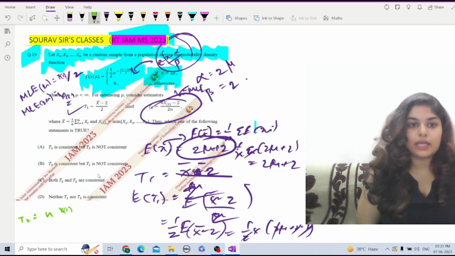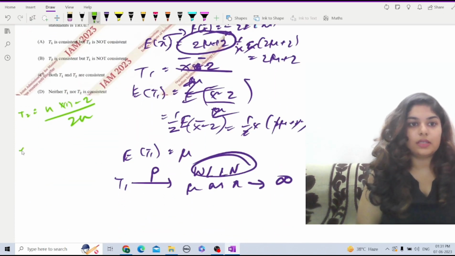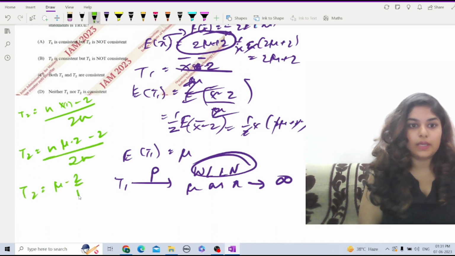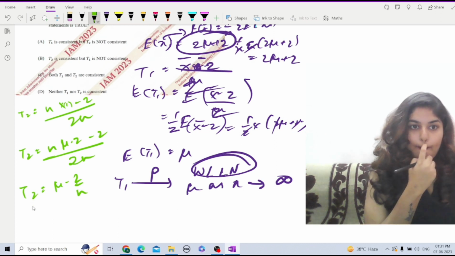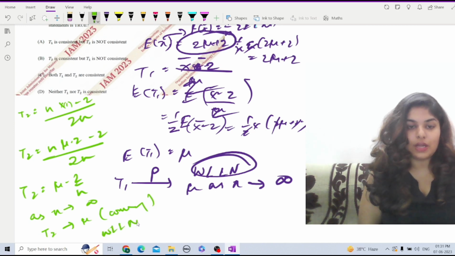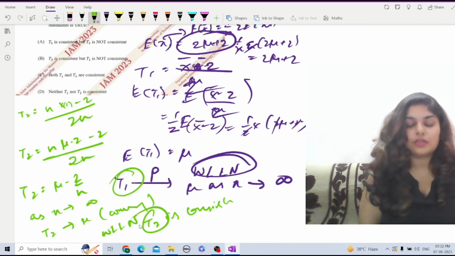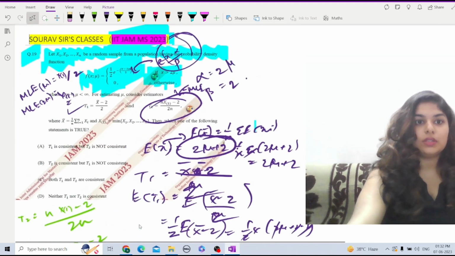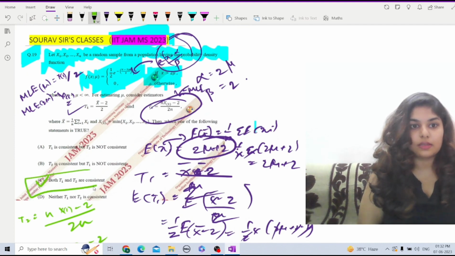So now here this is n of x1 minus 2 by 2n. If we put the value here, the MLE estimator, that is n into mu into 2 minus 2 by 2n, so that is mu minus 2 by n. So now it is very clear that as n tends to infinity, T2 tends to mu. So it converges, and again according to the weak law of large numbers, T2 is consistent. That means T1 is consistent, T2 is also consistent. So both T1 and T2 are consistent is our correct option, that is C.